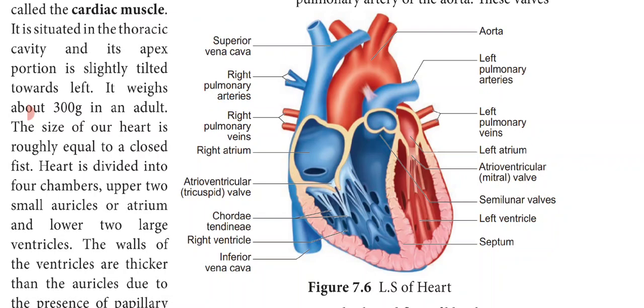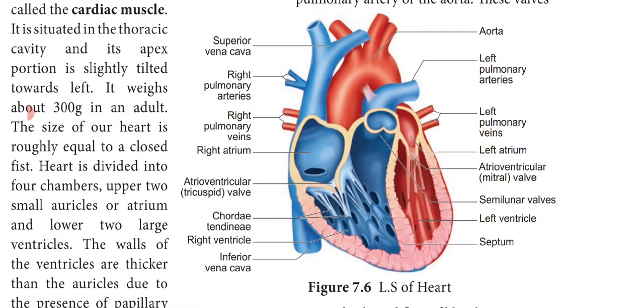Another valve present is the semilunar valve, at the opening of the right and left ventricles into the pulmonary artery. You might have learnt in your lower classes that the artery carries the pure blood and the vein carries the impure blood. But one exception is there: the pulmonary artery carries the impure blood, and the pulmonary vein carries the pure blood. The openings of the ventricles into the pulmonary artery and aorta are guarded by the aortic and pulmonary valves, which are called the semilunar valves.